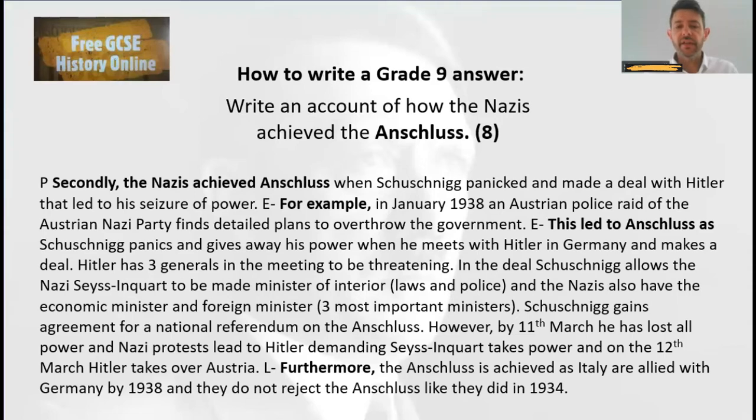Schuschnigg gains an agreement for a national referendum on the Anschluss. However, by 11th of March, he has lost all power, and the Nazi protest leads to Hitler demanding Seyss-Inquart takes power, and then on 12th of March, Hitler takes over Austria. Okay, so wider ideas. Well, furthermore, the Anschluss is achieved as Italy are now allies with Germany, and obviously they don't protest about it like they did in the Dollfuss affair. They are quite happy to accept Germany expanding into Austria.